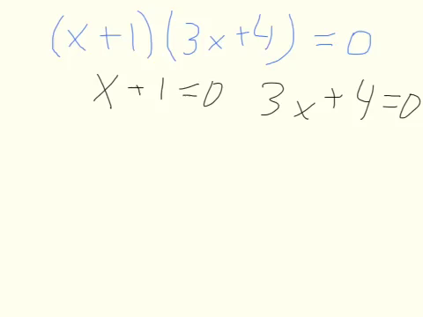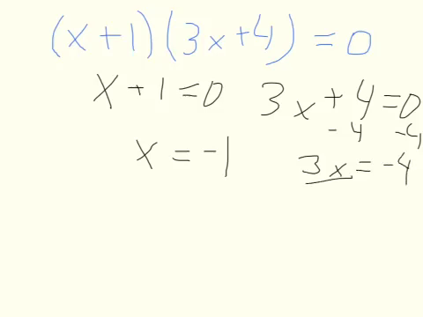Then you would subtract 1 from both sides on the left side. So you get x equals negative 1. And you subtract 4 over here. So 3x equals negative 4. Divide by 3 to get x on one side. So you get x equals negative 4 thirds. These are the x-intercepts of this parabola.